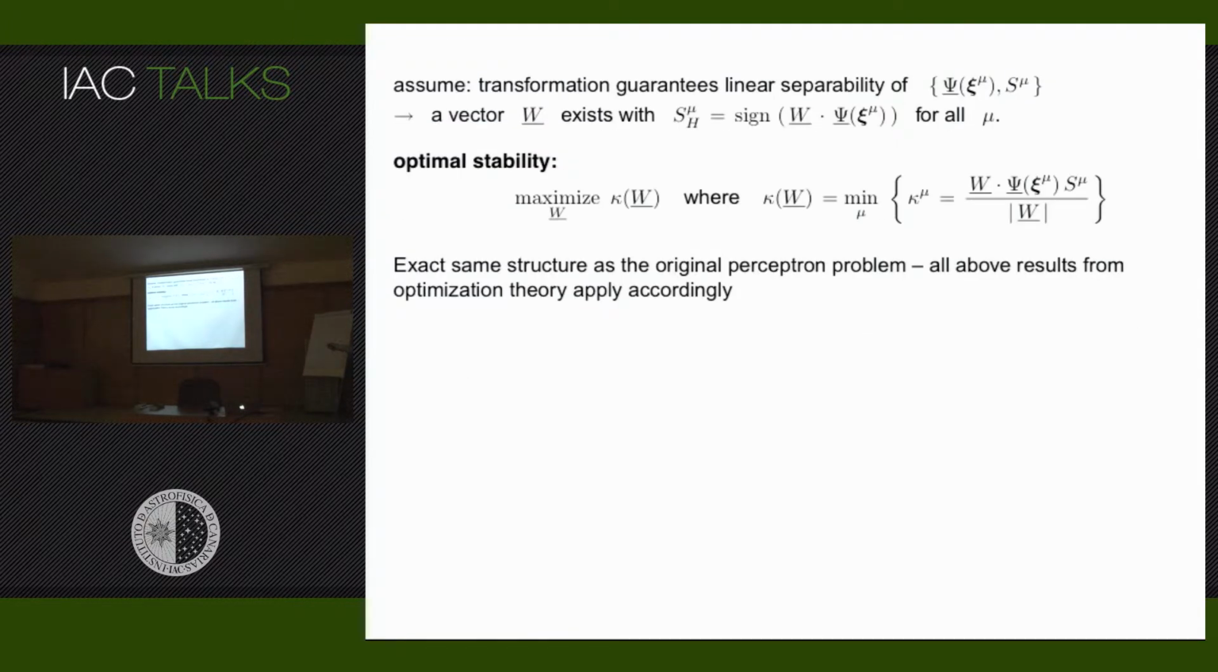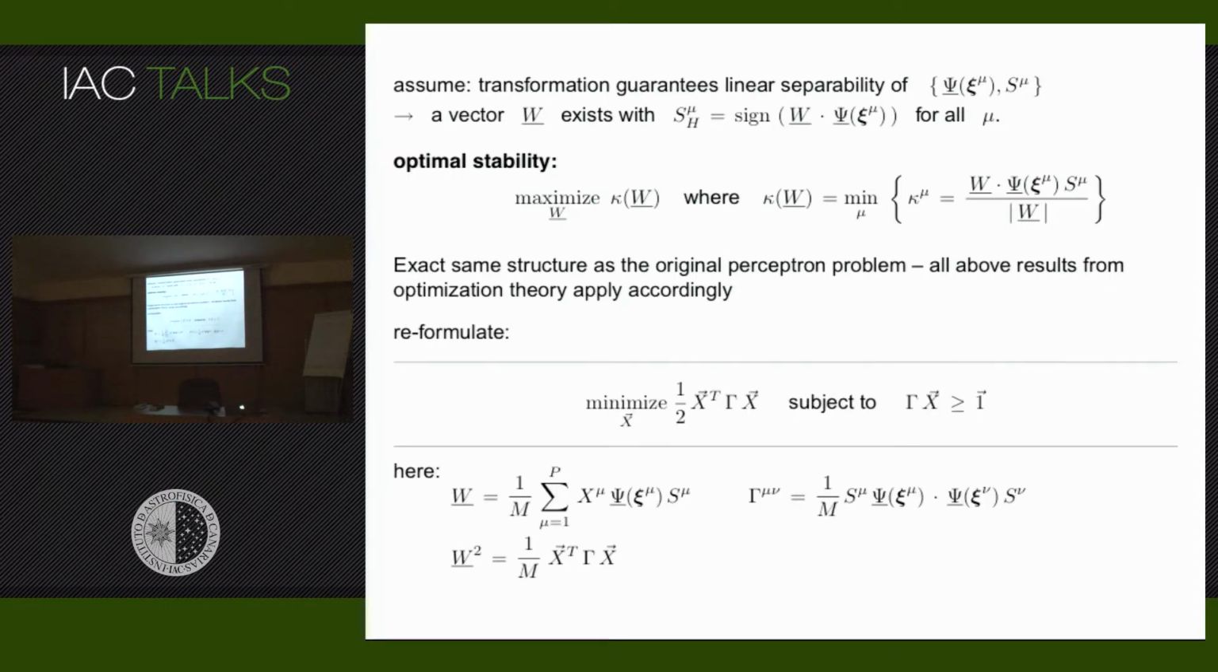Okay, so let's assume we have such a transformation that gives us a data set of psi vectors and labels as mu. And if the transformation guarantees linear separability, let's assume that, then a vector W exists that realizes this. And we can define, for instance, optimal stability. Find a vector W which maximizes kappa of W, where this is the stability in this new space. Same thing as before, only we have done a transformation. We can rewrite this, apply optimization theory, and end up at this new optimization problem, minimize a quadratic form subject to these constraints, where gamma plays the role of the matrix C. So the elements of gamma contain the correlations of the vectors psi in our new space. But the mathematical structure is the very same as before.